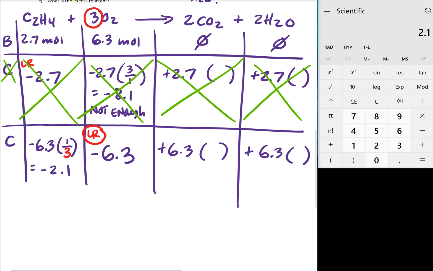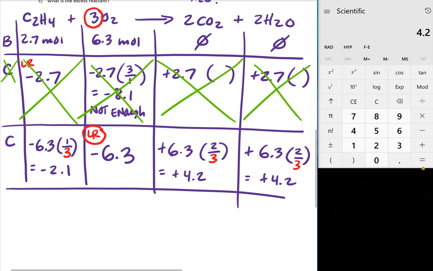And I'm going to repeat this process for all the other chemical species in the reaction. For the CO2, its coefficient is 2. The limiting reactant coefficient is 3. And for the water, its coefficient is also 2. And the limiting coefficient we said was 3. So for this calculation here, we're going to do 6.3 times 2. Divide that answer by 3, and you get 4.2. So both of these will be 4.2.